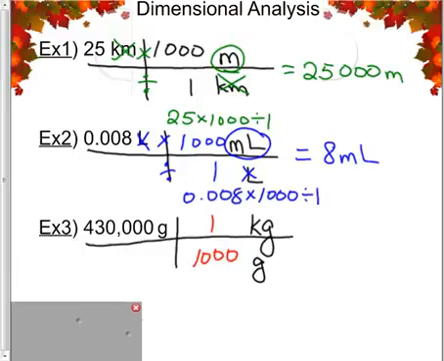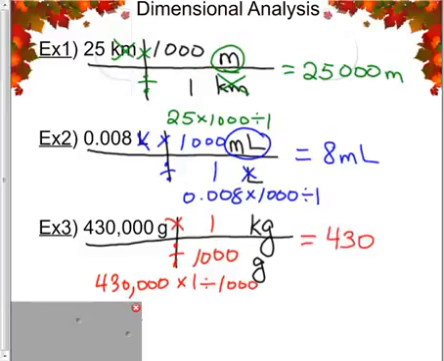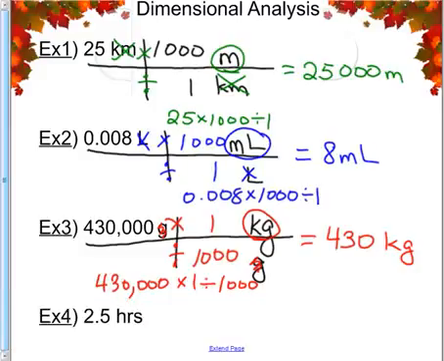Once we fill that out, we're going to unhide the number, because now's the math part. Multiply what's on top, divide what's on the bottom. 430,000 times 1 divided by 1,000 will equal 430. We cancel out any units that were both on the top and the bottom, so grams and grams will cancel out. The only unit we have left is kilograms, and therefore we have our answer.